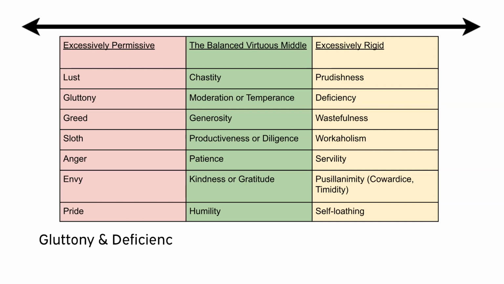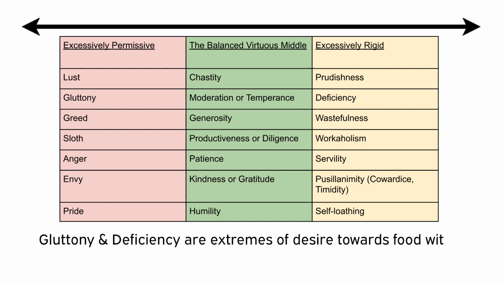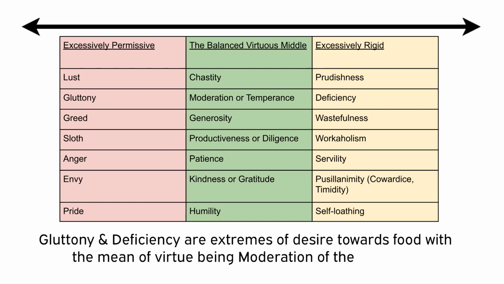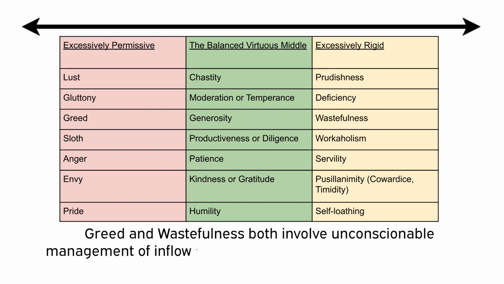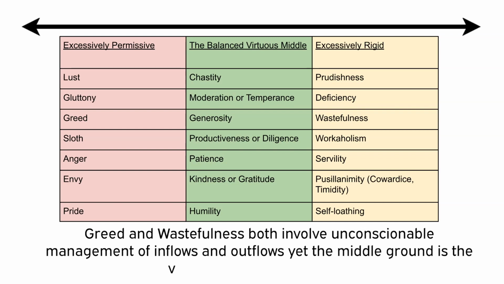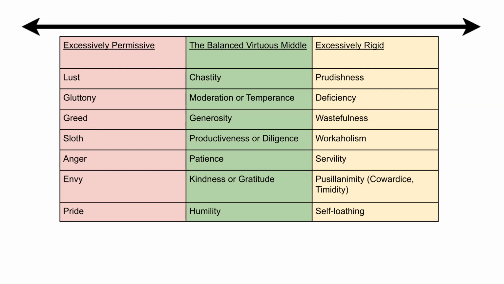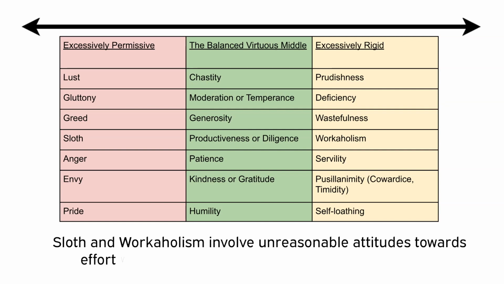Gluttony and deficiency are extreme desires towards food, with the mean virtue being moderation of the appetite. Greed and wastefulness both involve unconscionable management of inflows and outflows, yet the middle ground is the virtue of helpful generosity. Sloth and workaholism involve unreasonable attitudes towards effort, with the mean virtue being productive diligence.